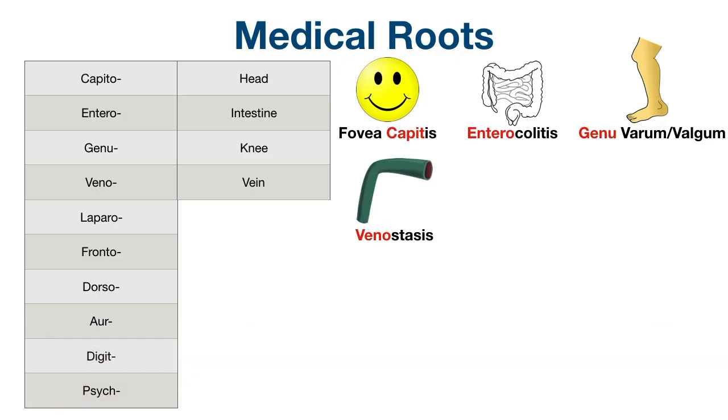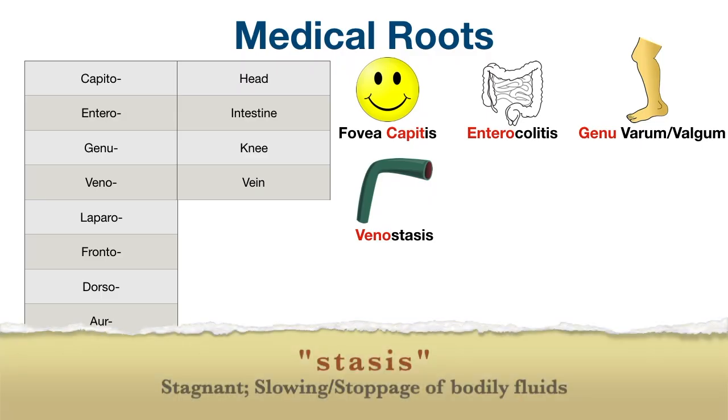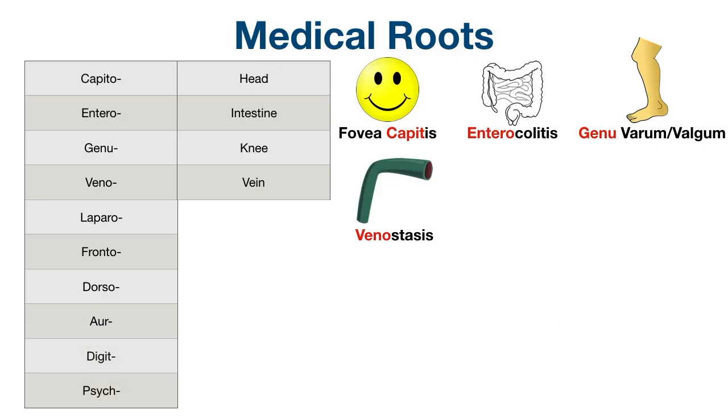Moving on to veno, this means vein. It's an easy one to remember because veno and vein sound the same. An example would be venostasis, which is the abnormal slowing or stoppage of the flow of blood in a vein. This makes sense because the suffix stasis means stagnant or a state that does not change, or slowing or stoppage of bodily fluids.